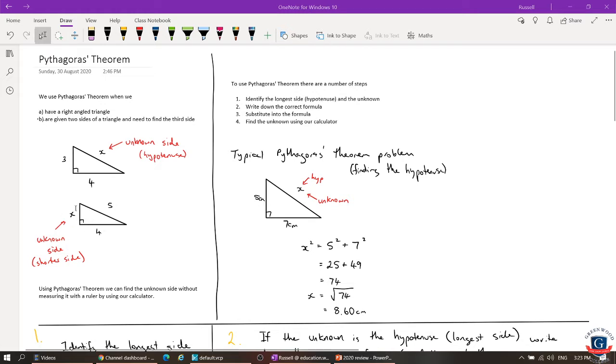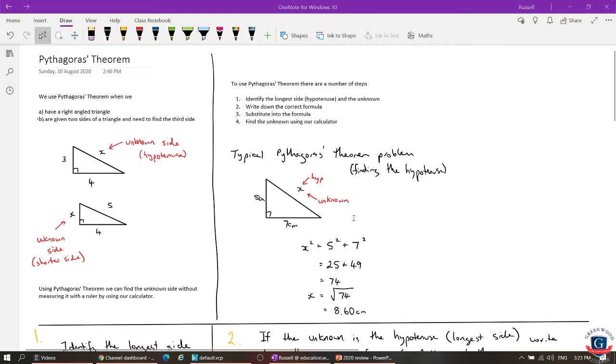Now we can find these unknowns without actually drawing the triangle and measuring it by using a thing called Pythagoras' theorem. So there's four basic steps to a Pythagoras' theorem problem. The first one is to identify where the longest side is and where the unknown is, so what it is we're trying to find. Then we need to write down the correct formula for the situation we've been given. Then we substitute values into the formula and then use our calculator to find the unknown.